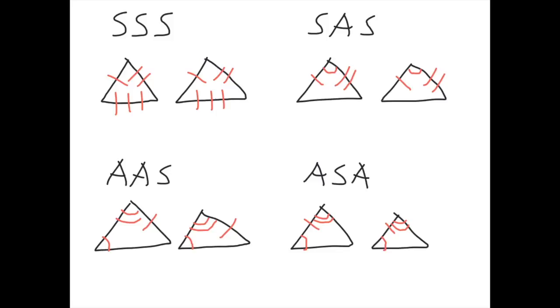So, at least for now, these are the 4 postulates that you need to know to be able to tell if two triangles are congruent to each other. Alright, now let's use some of this.